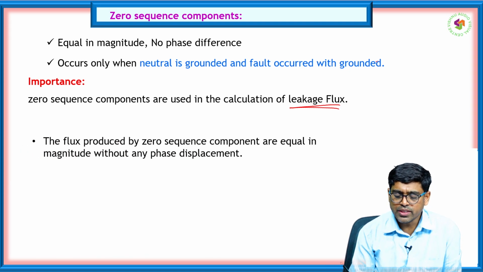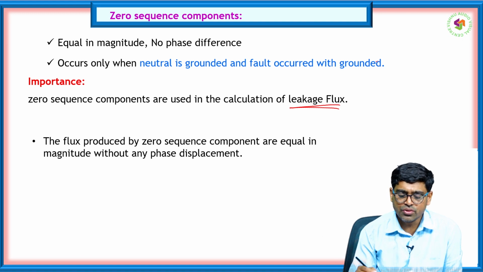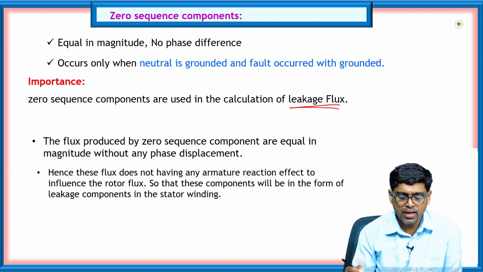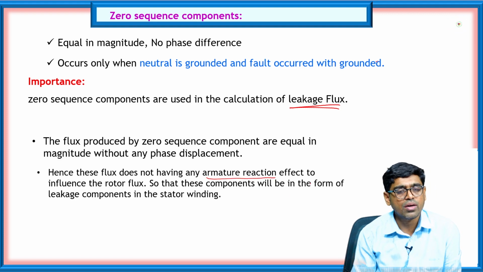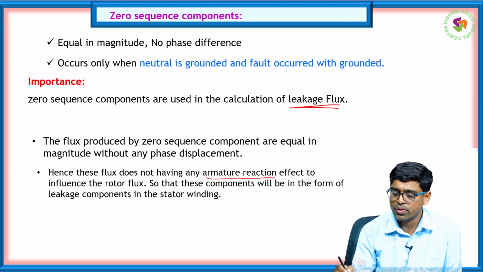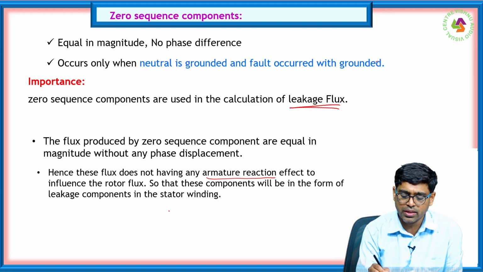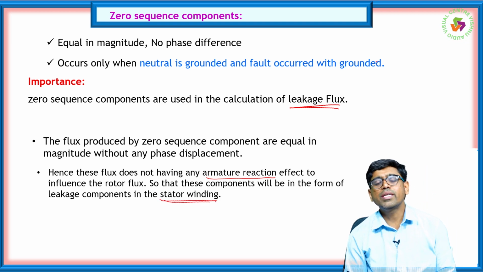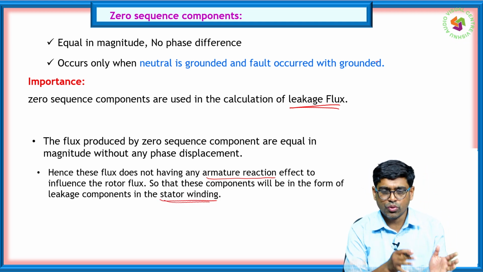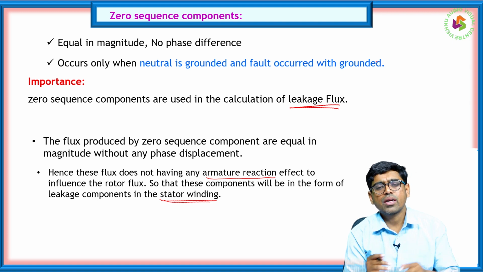The flux produced by the zero sequence component is equal in magnitude without any phase displacement, and hence this flux does not have any armature reaction effect. There is no phase displacement, so there is no armature reaction effect to influence the rotor flux. It does not affect the rotor flux, so this component will be in the form of a leakage component in the stator winding. It does not affect from the stator to the rotor.